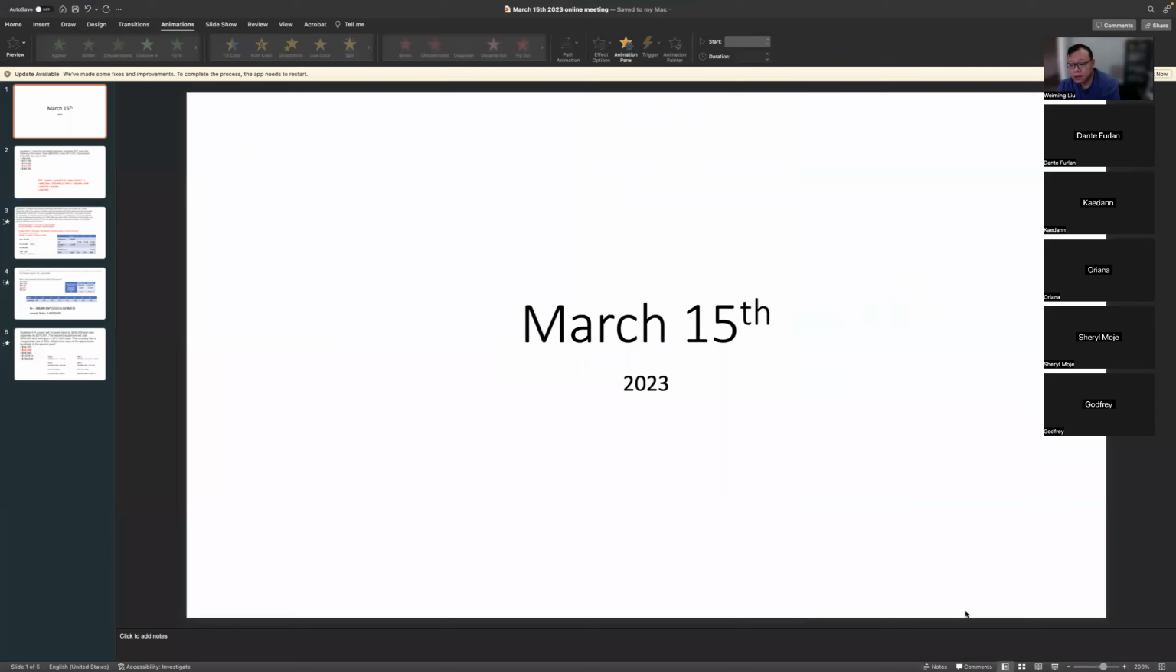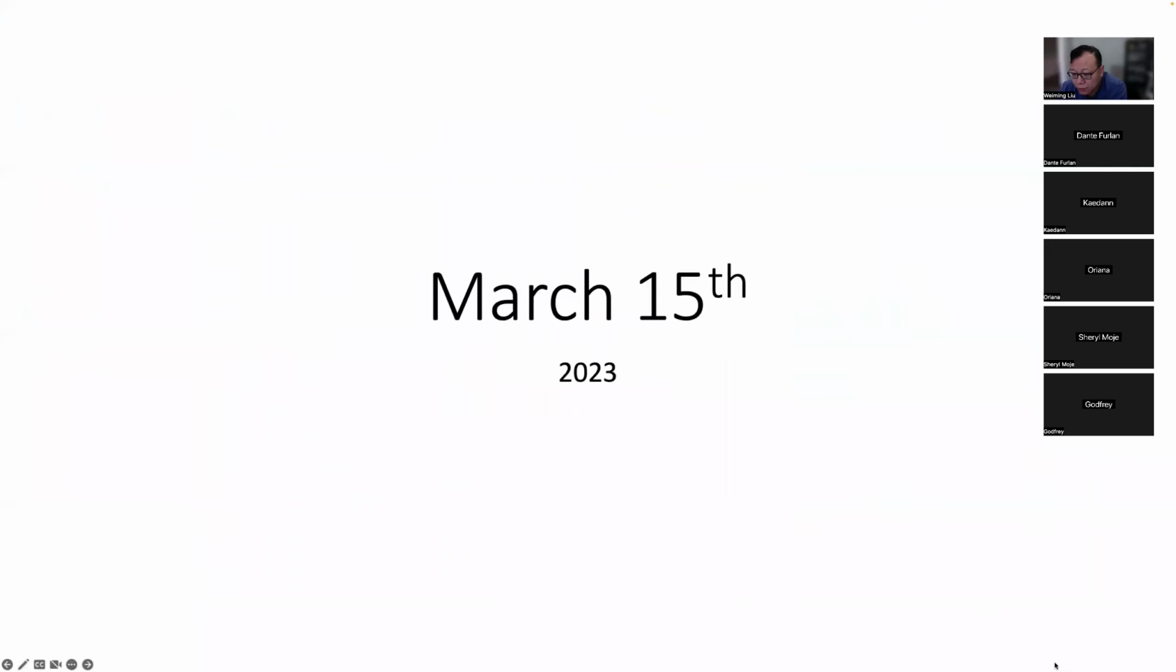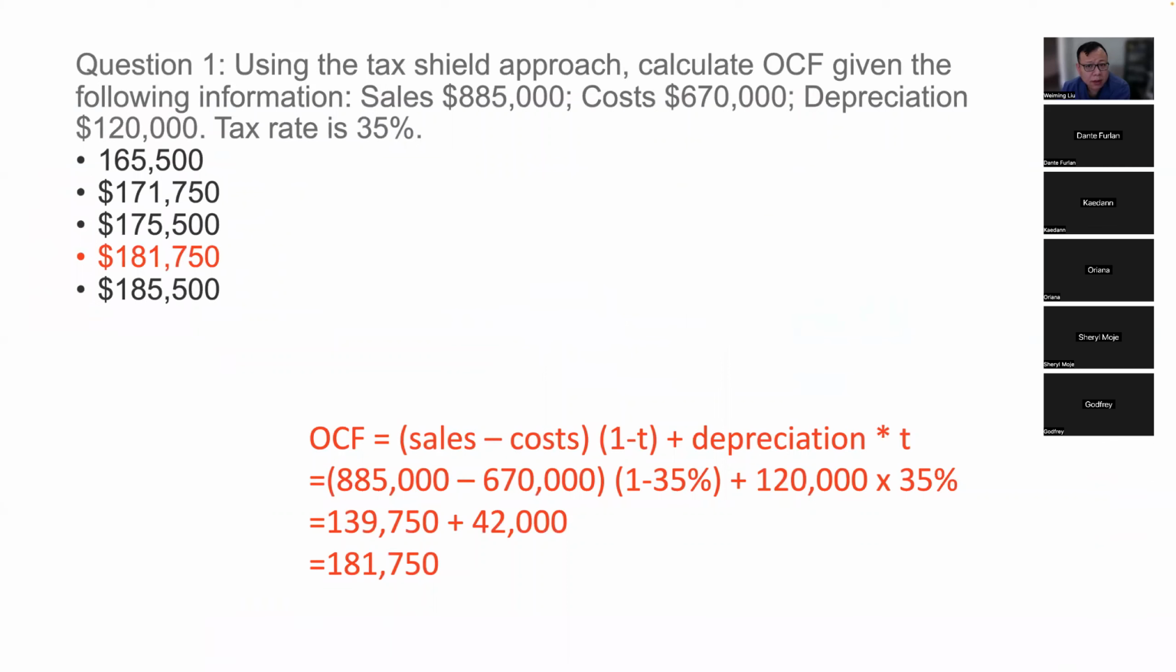Okay, so let's get started. We are in week 10. We are learning chapter 10. Let's take a look at this first question. The first question is that using the tax shield approach, calculate OCF given the following information: sales, costs, depreciation, and tax rate.